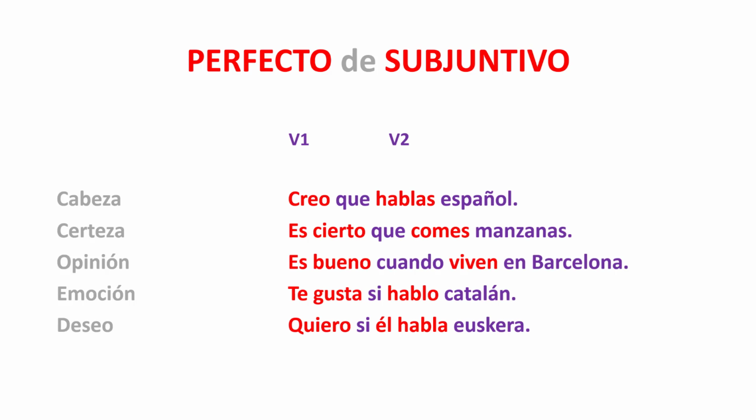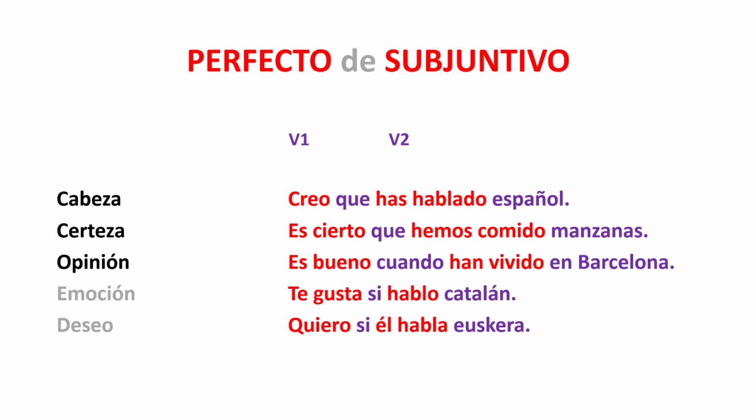I want you to see how these 5 categories of the subjunctive affect the use of the perfect. I believe that you speak Spanish becomes I believe that you have spoken Spanish. It's certain that you eat apples becomes it's certain that we have eaten apples. It's good when they live in Barcelona. It's good when they have lived in Barcelona.